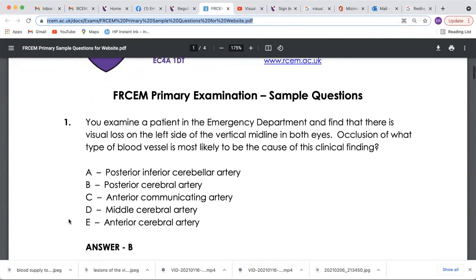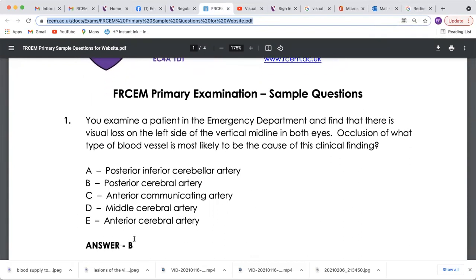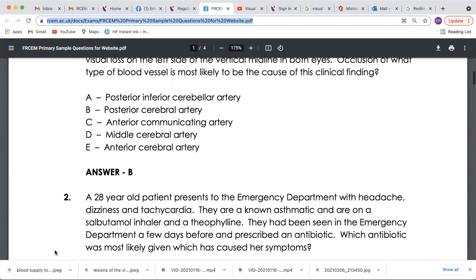Anyway, let's move on. The answer is B. However, this is a very difficult question to remember and answer, but just go with it. Let's go to the next question.